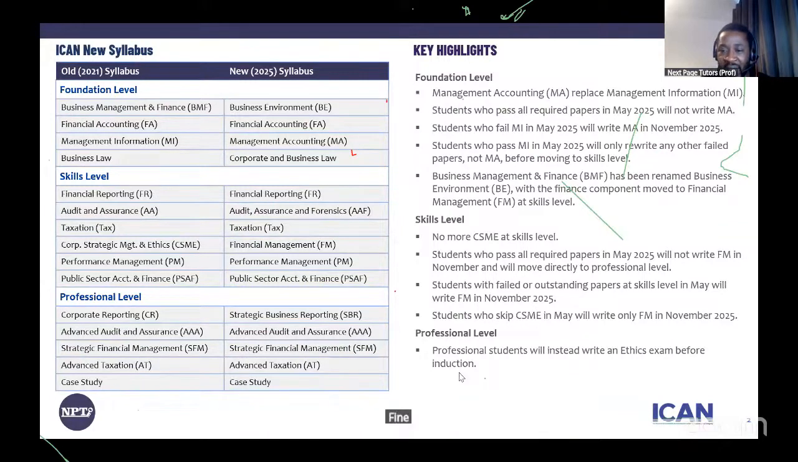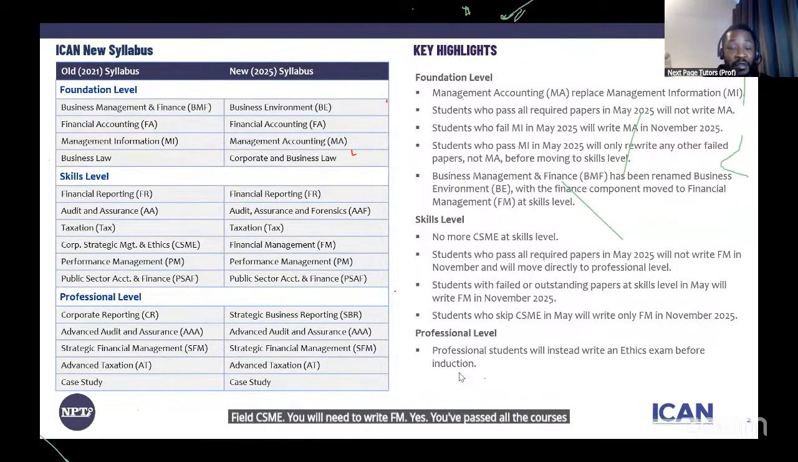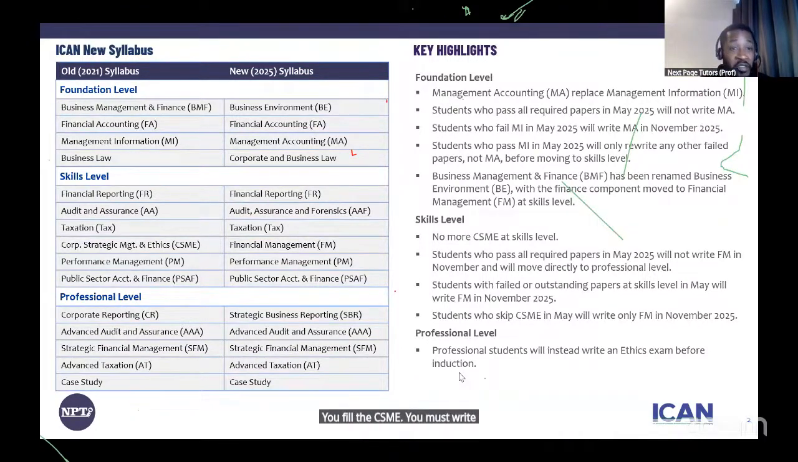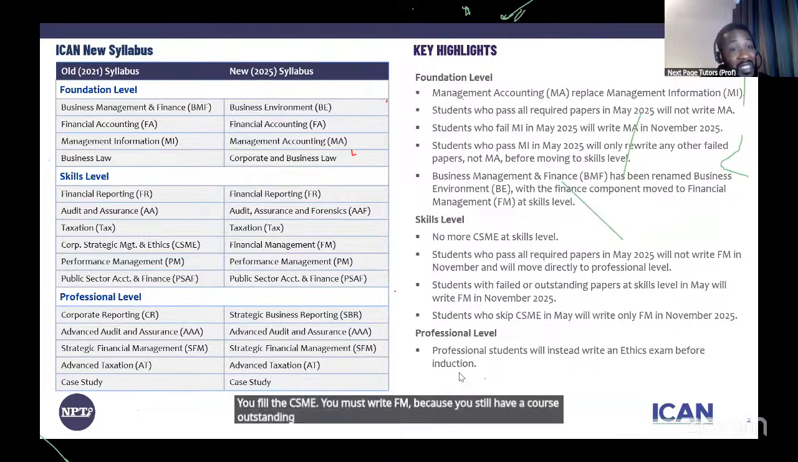Still checking the chat box. I guess what was asked is if you pass all courses in skills level and failed CSME, you will need to write FM. Yes. You've passed all the courses at skills level, you failed CSME, you must write FM because you still have a course outstanding in skills level, which is CSME, now replaced with FM.